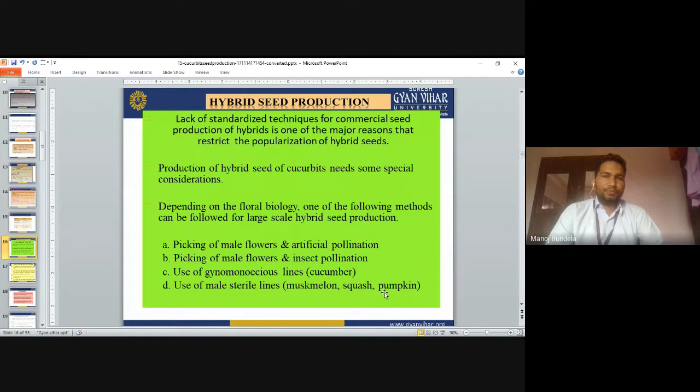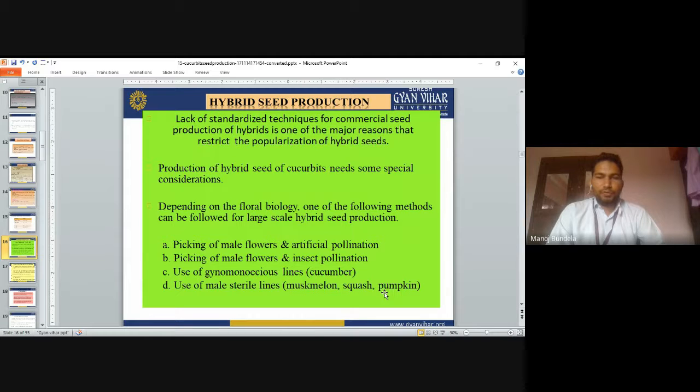Hybrid seed production. Lack of standardized techniques for commercial seed production of hybrids is one of the major reasons that restrict the popularization of hybrid seeds. There is a lack of knowledge, and production facilities are not available. The production of hybrid seeds of cucumber needs special attention. Depending on the flower biology, one of the following methods can be followed for large-scale hybrid seed production.